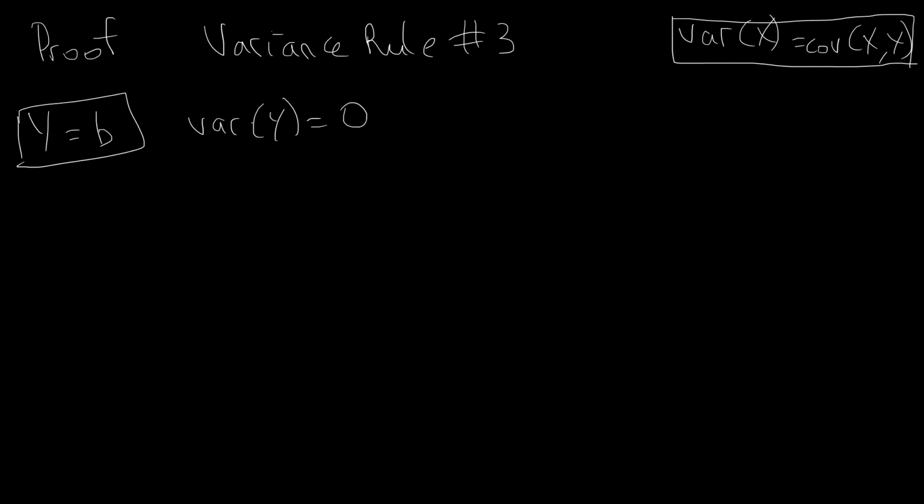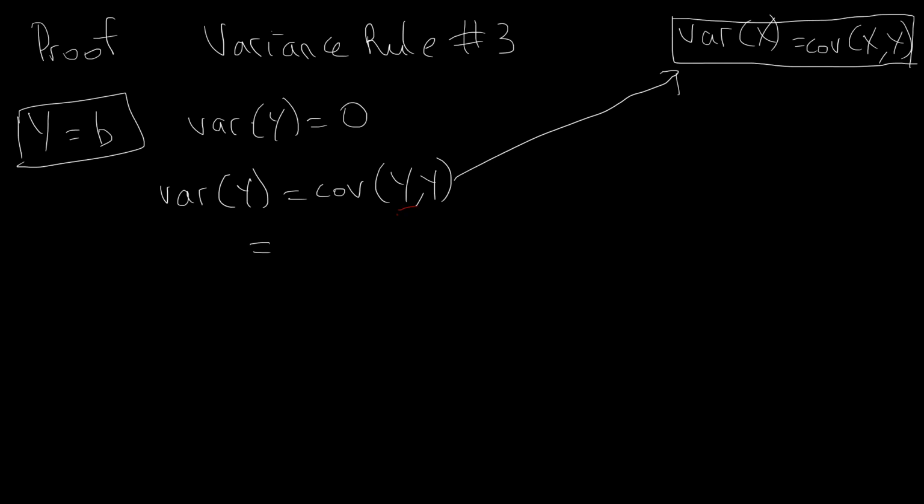So like the other two variance rules, we're going to begin by noting that the variance of y is simply equal to the covariance of y with itself. This is what I started out with. So next, what we're going to do is simply plug in for both of these y arguments simultaneously. We know that y is equal to b, right? So we can rewrite this as covariance of b with b.